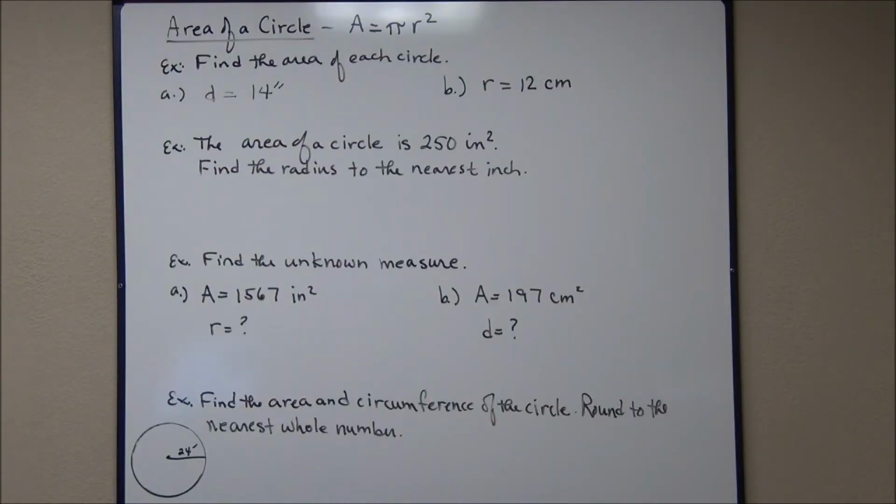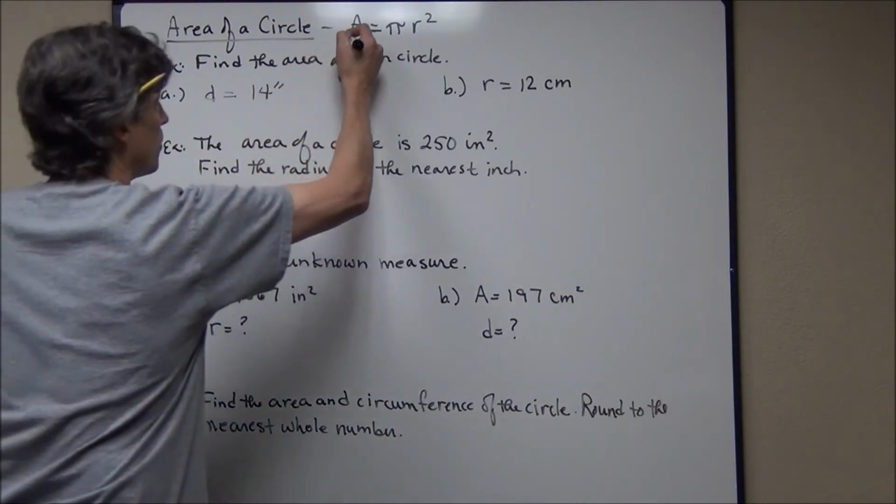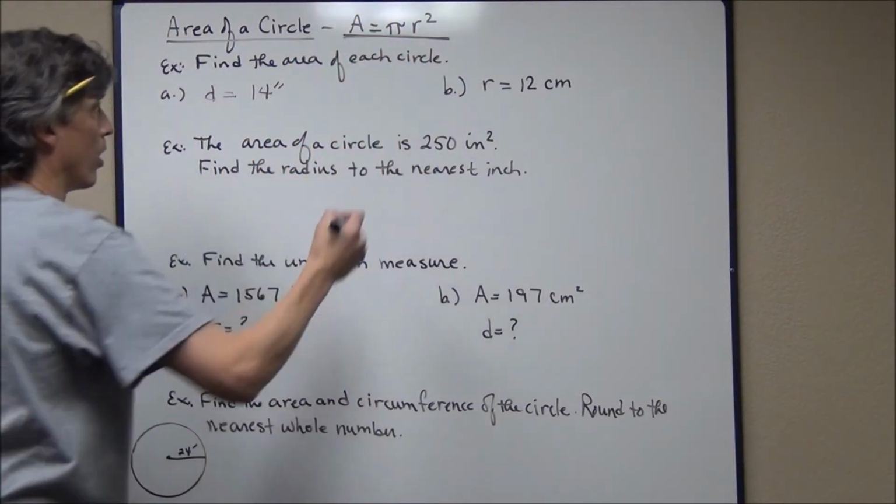Okay, the area of a circle, and this formula also is derived using the idea of a limit and the area of regular polygons, is given to be area equals pi times r squared.